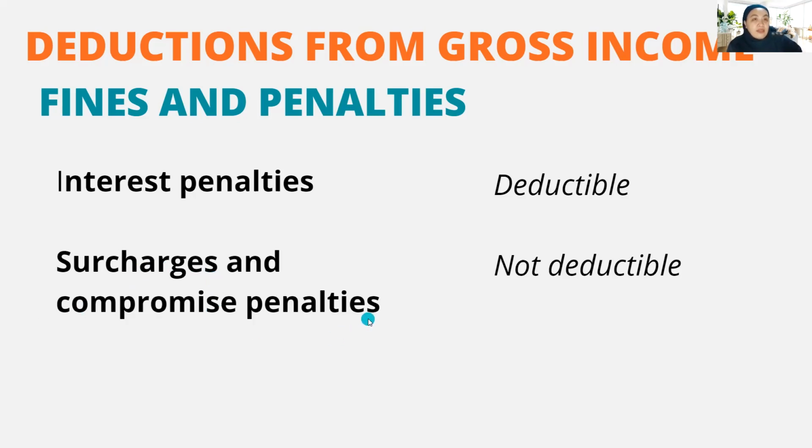Compromise penalties naman, if you want to settle the tax and don't want to proceed with the tedious legal battle, you can compromise with the BIR and they will hand you down a compromise penalty of a certain fixed amount. So that's also not deductible. What is only deductible is yung interest penalty. So for the lapse of time, 3 years, 4 years, hindi ka nagbayad, that's 12% per annum, okay?